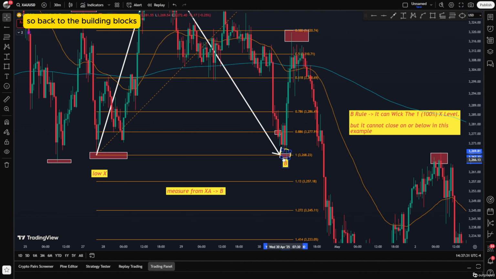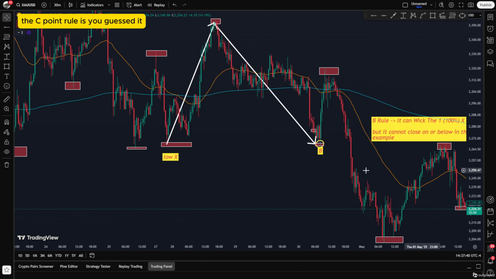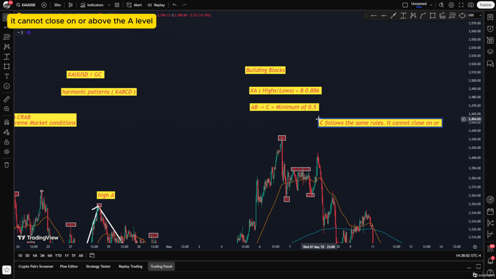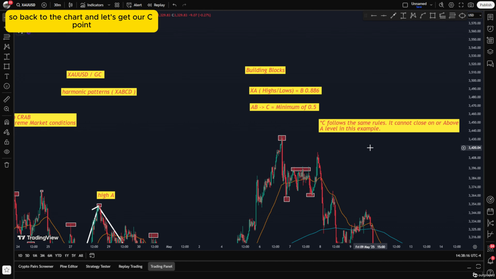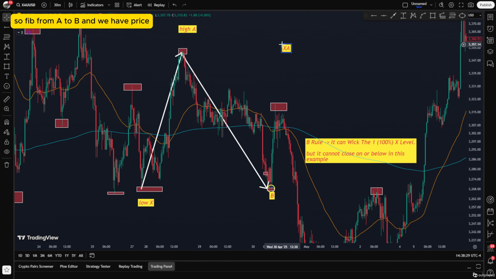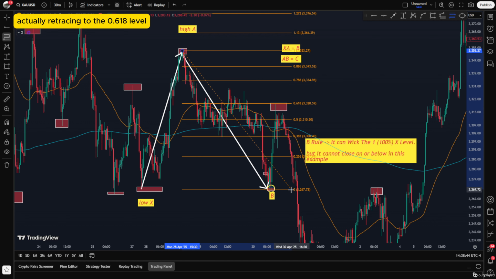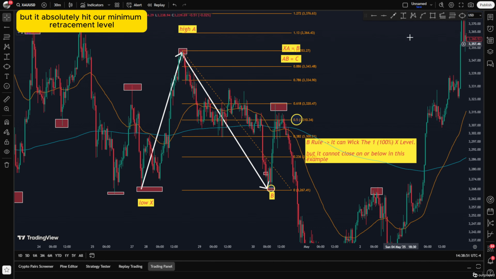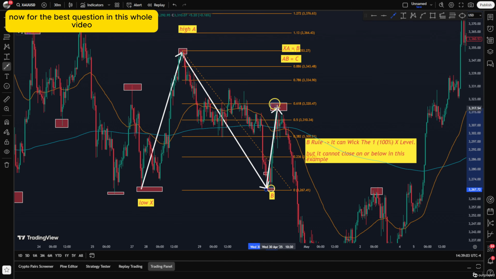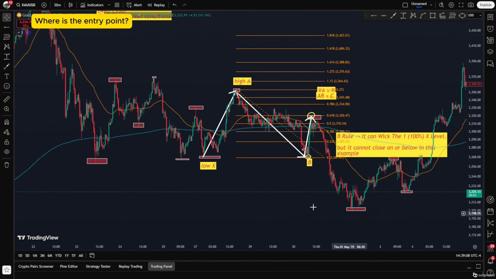So back to the building blocks. The C point rule is, you guessed it, exactly the same as the others. It cannot close on or above the A level, like in this example. So back to the chart and let's get our C point. So fib from A to B, and we have price actually retracing to the 0.618 level, but it absolutely hit our minimum retracement level. Now for the best question in this whole video, where is the entry point?